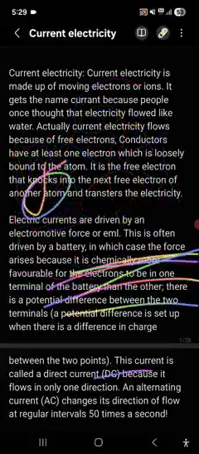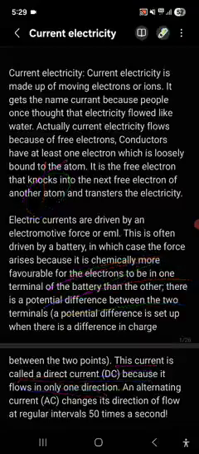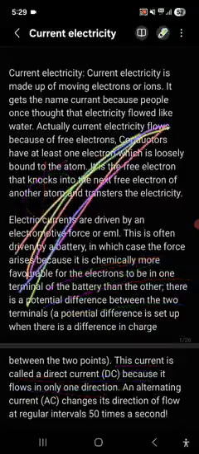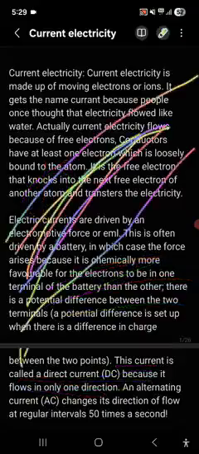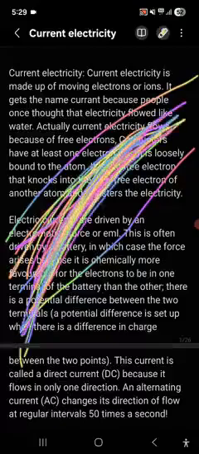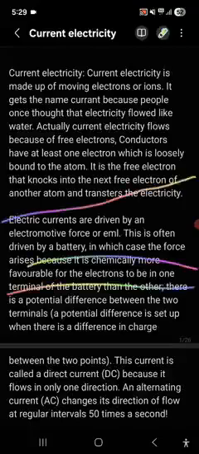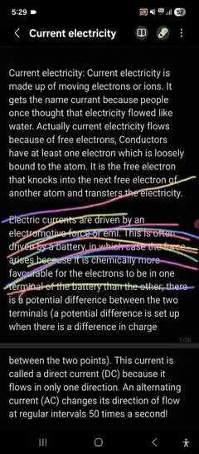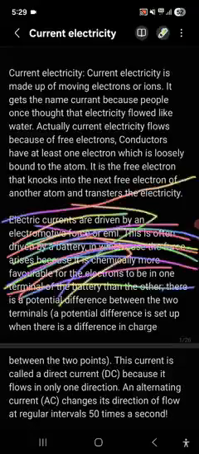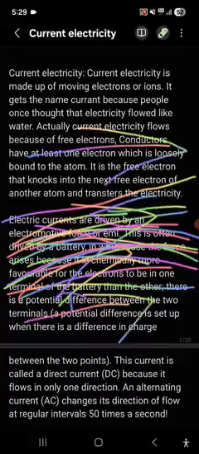But this current is called direct current, DC. You know what DC means? Direct current. You might not know the joke, but it goes only in one direction. It doesn't go in alternating directions. One direction, that's it, no alternates.